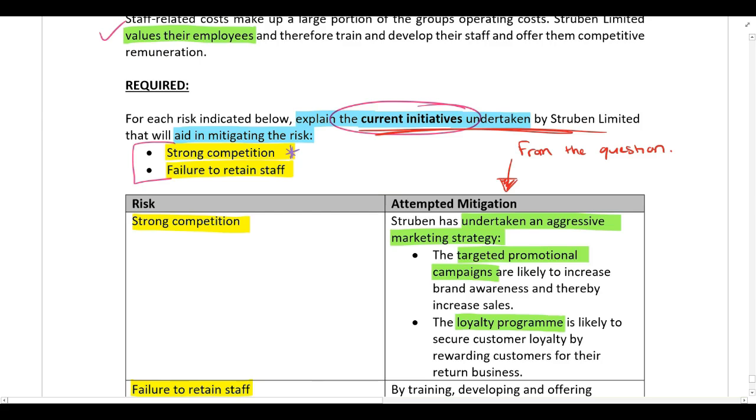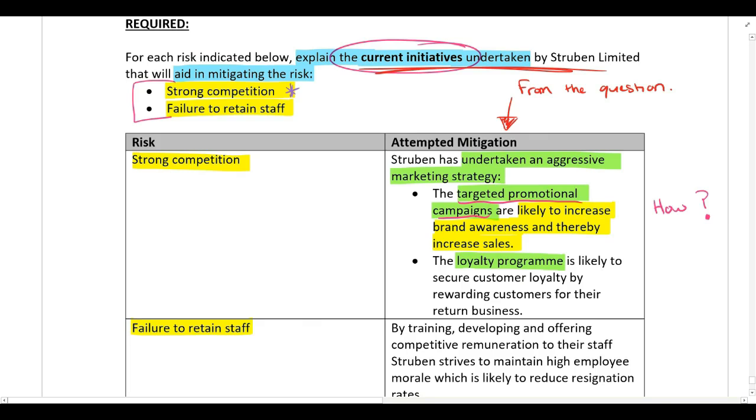Now, please note, if you just write that, you are not going to score all of the marks because you are purely just writing what you are given in the question. You can't just regurgitate what's given to you in the question. You need to discuss it in a bit more detail. So you need to say, how is this actually mitigating the risk? So how does the targeted promotional campaign mitigate this risk? The risk is mitigated because these campaigns are likely to increase brand awareness, and this will lead to an increase in sales.